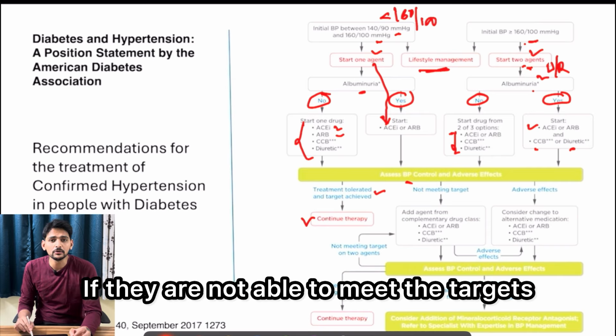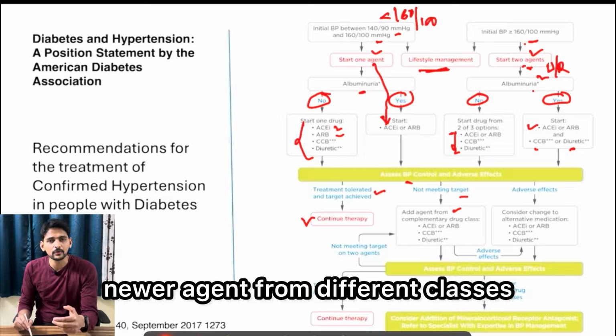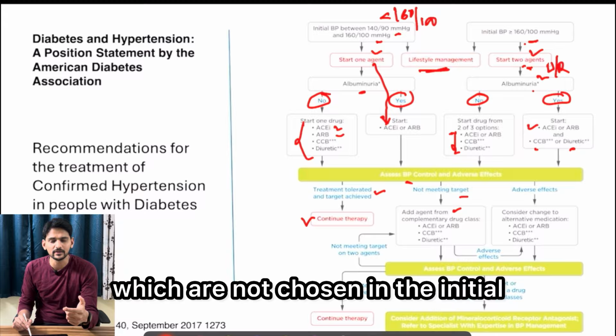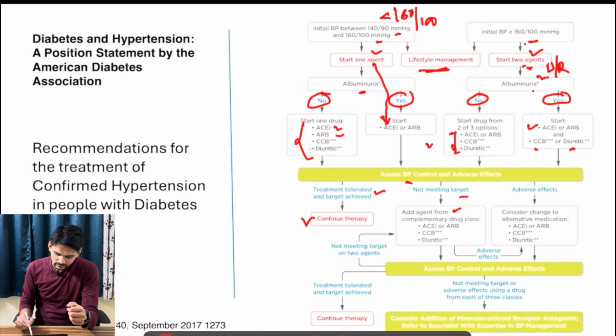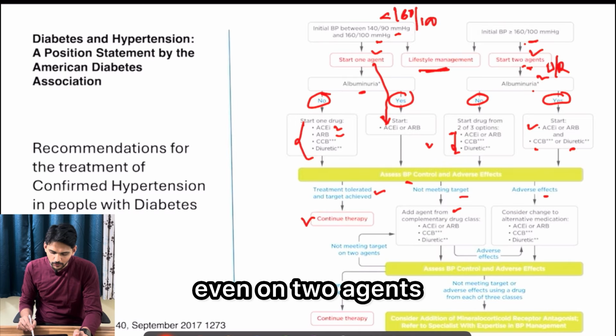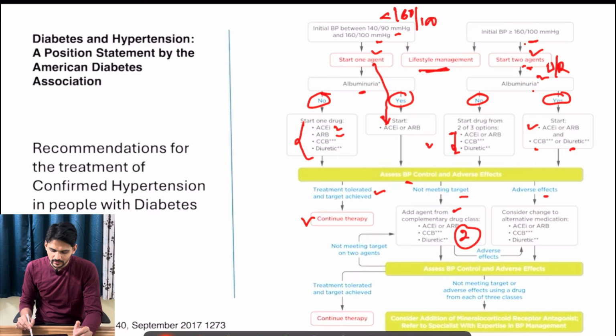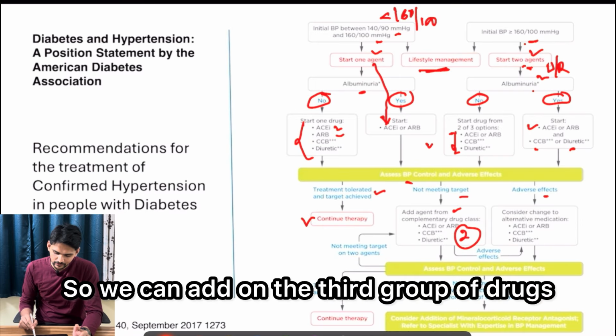If they are not able to meet the targets, we have to keep on adding the newer agent from different classes which are not chosen in the initial visit. And if there are any adverse effects, we have to consider changing the medications from different group of drugs. And in some cases, even on two agents, the individual will not be able to maintain the blood pressure within target range. So we can add on the third group of drugs.